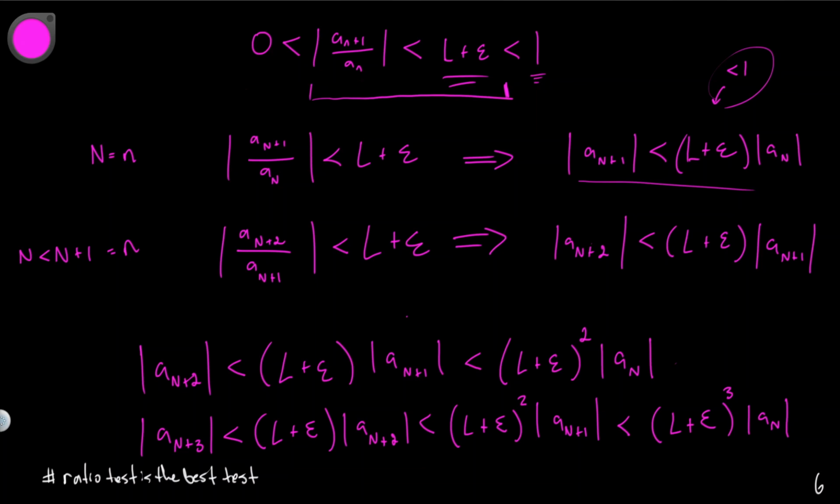Interesting. If I continue this pattern, which I'm going to do on the next page, A sub n plus m is going to be less than L plus epsilon to the m times the absolute value of A sub n. Let me write that, especially since I'm using the inconvenient letter m, m as in Mary. I have A sub n plus m is going to be less than L plus epsilon to the m times A sub n.